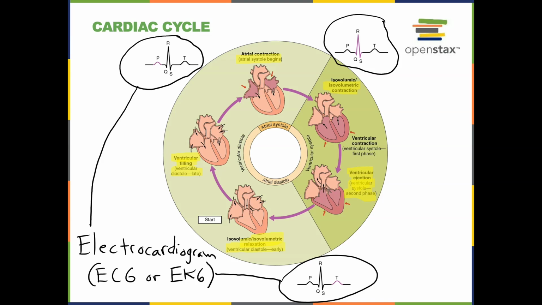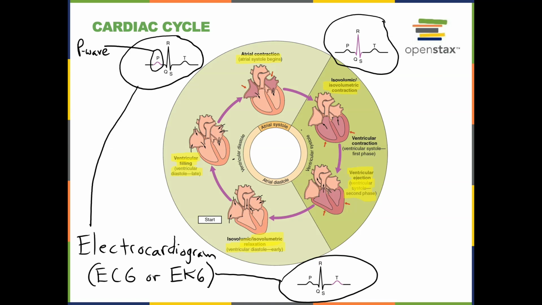An electrocardiogram is a recording of the electrical activity of the heart taken with electrodes placed on the surface of the skin. The P wave results from atrial depolarization. The P wave occurs immediately before atrial systole because atrial depolarization is the stimulus that triggers atrial systole.